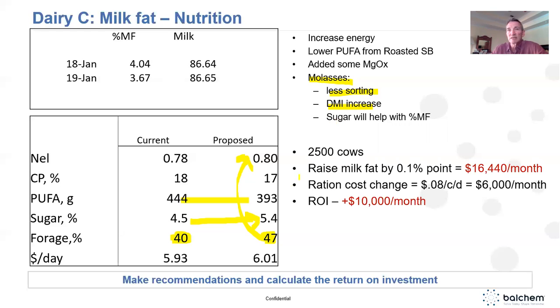So what does this mean to the dairy? 2,500 cows. If we raise that milk fat by just 0.1 percentage point, 367 to 377, that's $16,000 a month. But we've got to take into account the ration cost change. Here, 593 to 601, it was 8 cents. That was $6,000 a month. Our return on investment is still $10,000 a month. So for a year, let's call it $100,000, and that was for 0.1.